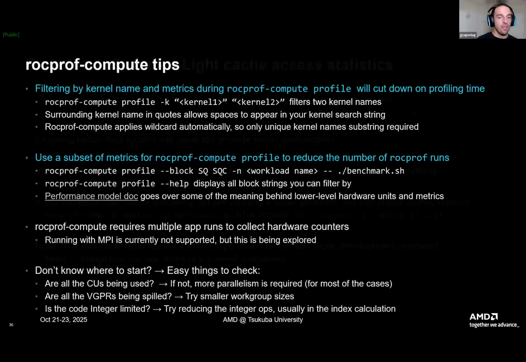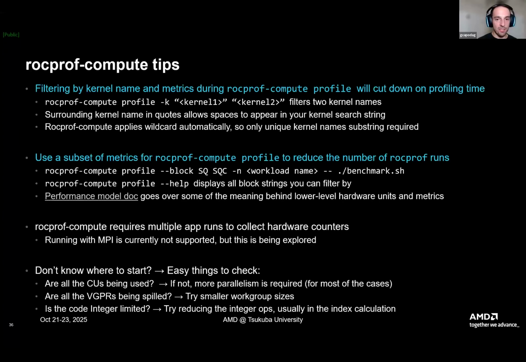Yeah, so a couple of tips before finalizing this presentation. You can filter by kernel name. So if you already know that you're interested in a certain kernel, you can filter that with the -K. If you include the quotes, then you'll be able to include spaces in the kernel names. And then you can also use a subset of the metrics that Rocprof-compute will give you, basically by doing what I showed you right now. So with the --blocks option, that will show you only what you're interested in.